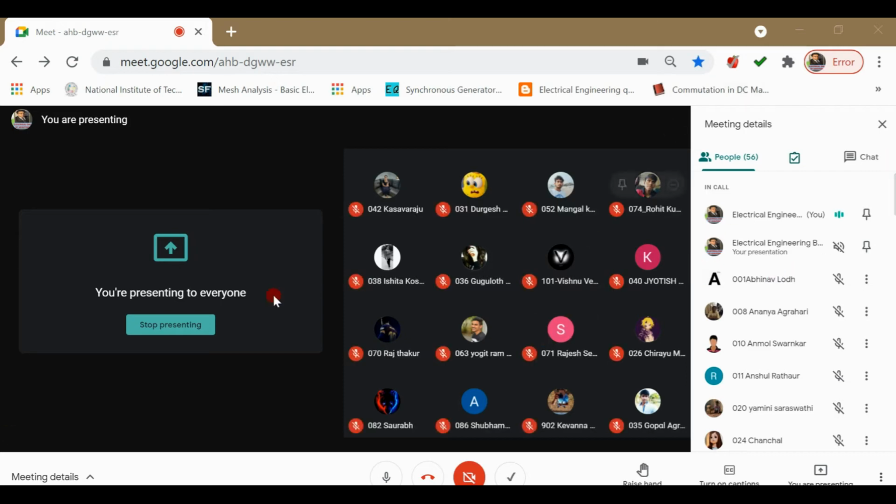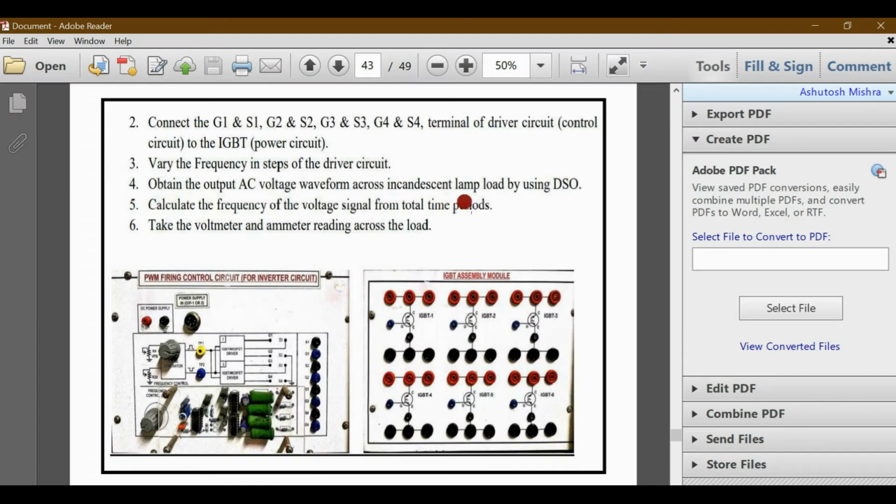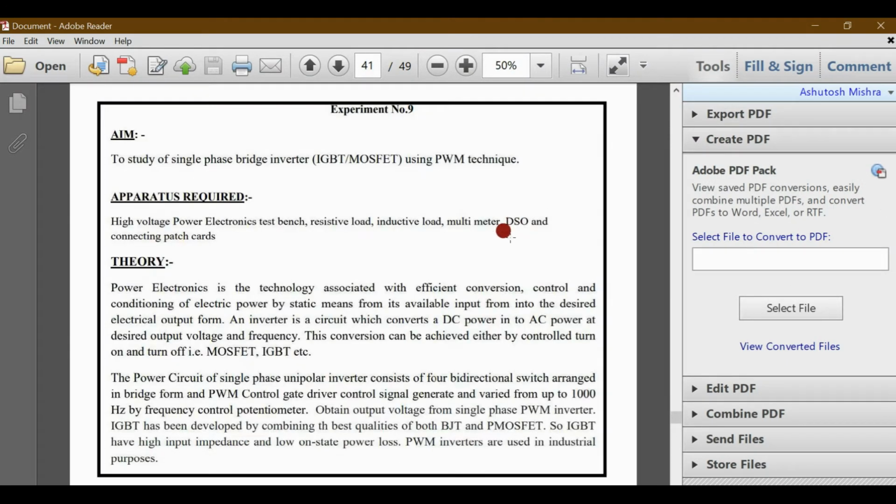So, no problem. First of all, we will start. This is the manual, which I have in PDF form. Okay, this is the manual. So here is the practical.